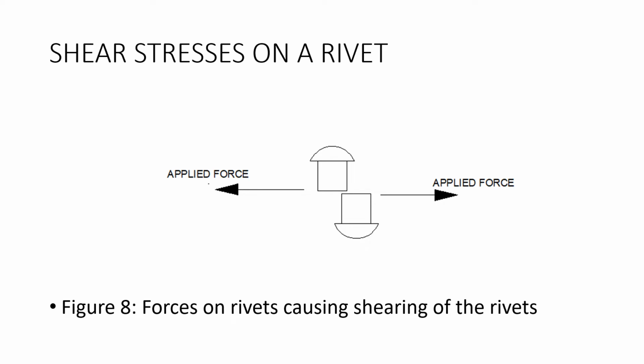Can you see the rivet now? The rivet is tending to be torn apart. You can see the one applied force is pulling one part of the rivet to go on the left side and the other on the right side. So this is tearing apart. Mind you, shear and tearing.